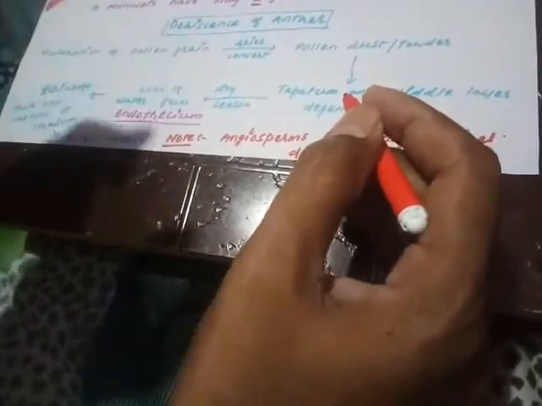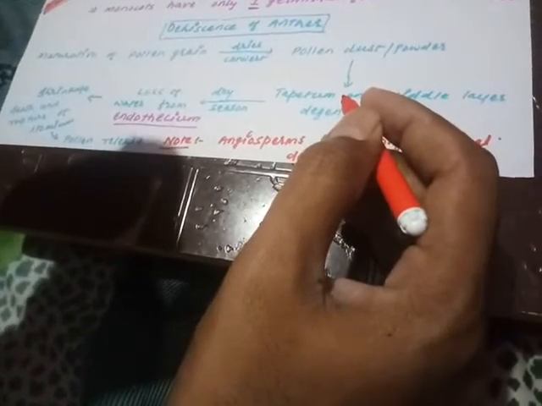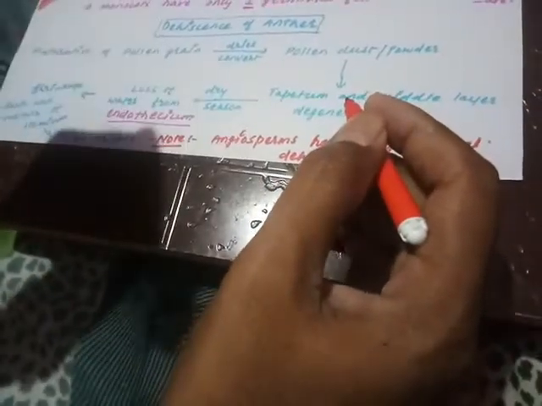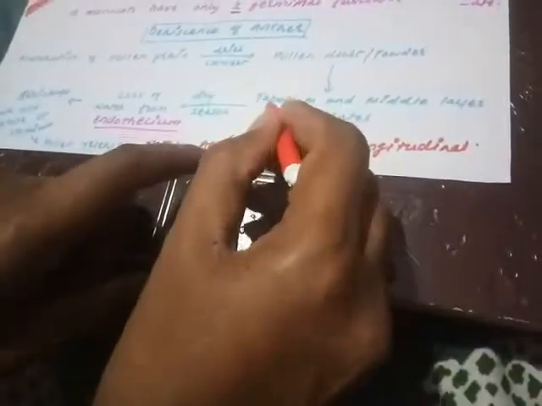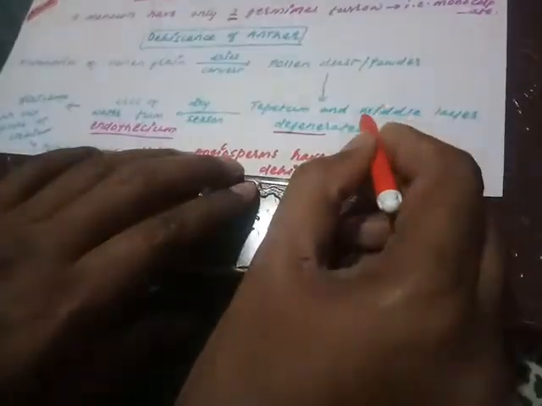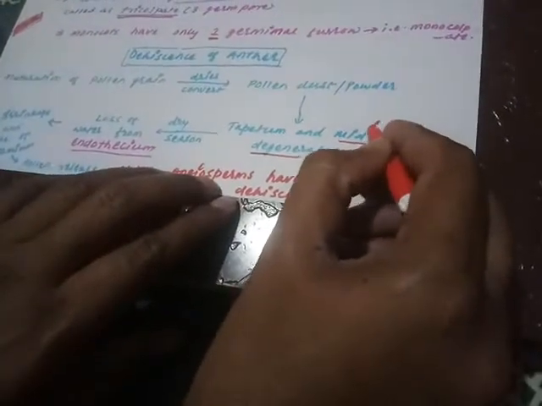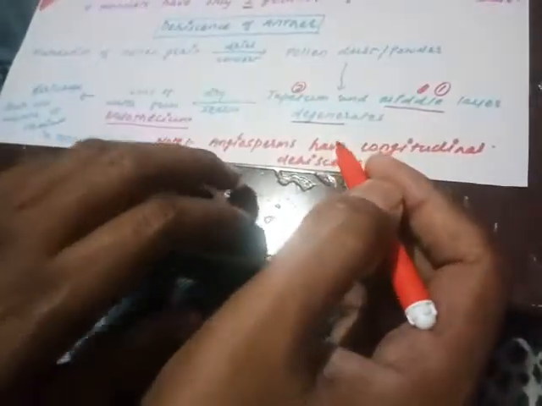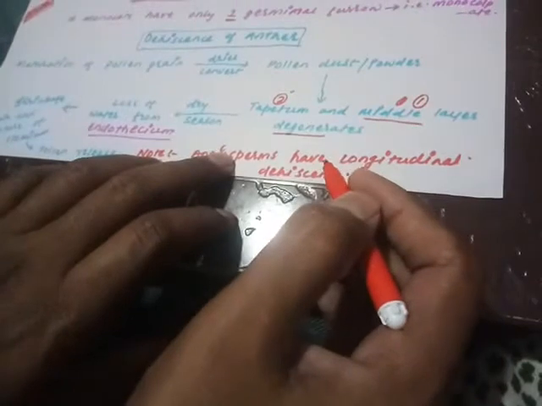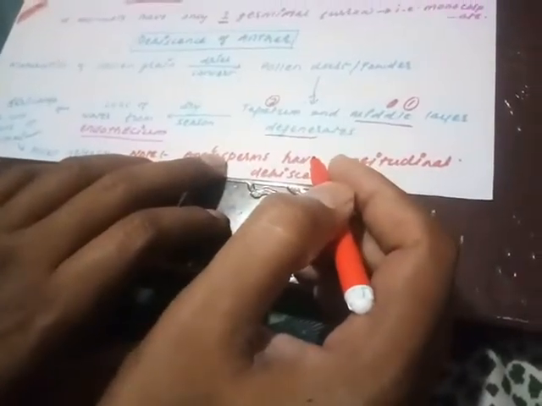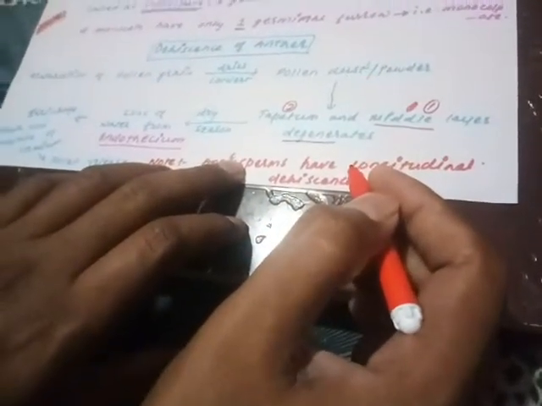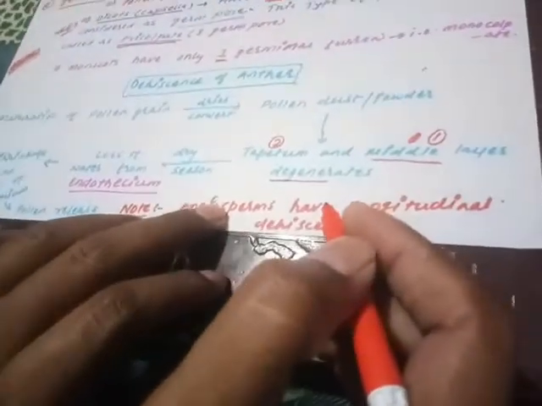First of all, the middle wall layer, since its cells are parenchymatous, is absorbed as nutrient with the help of the tapetum. Since it is completely absorbed during the maturation of the pollen grain, it degenerates. So, first, which layer degenerates? The middle layer. Secondly, the tapetum.